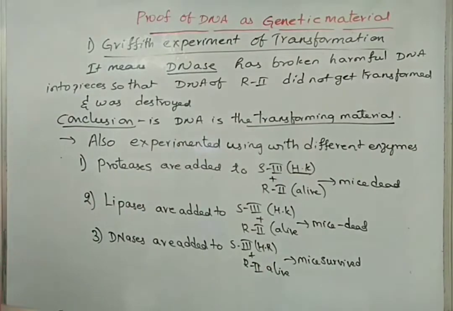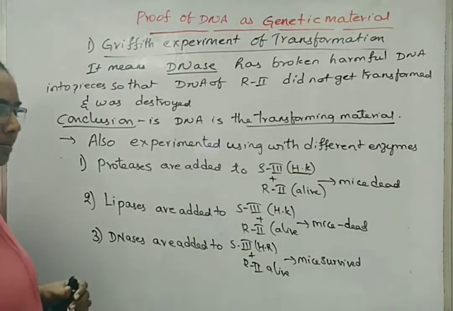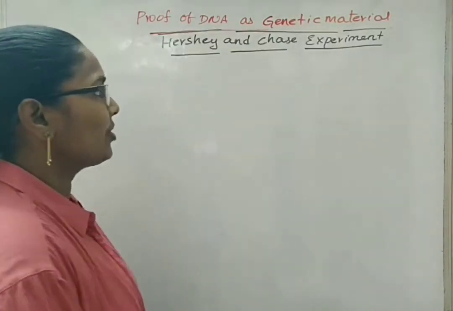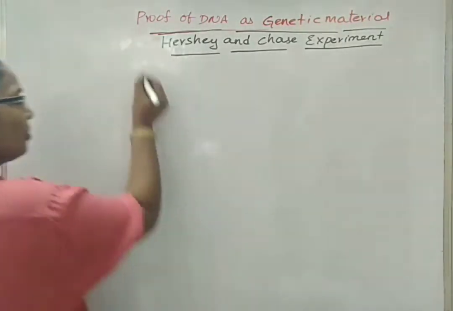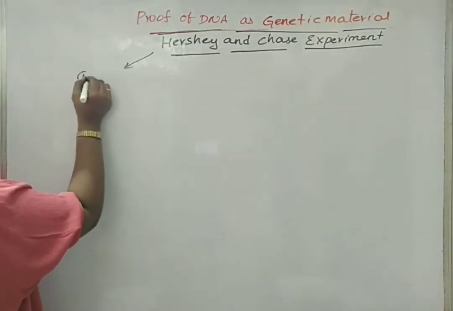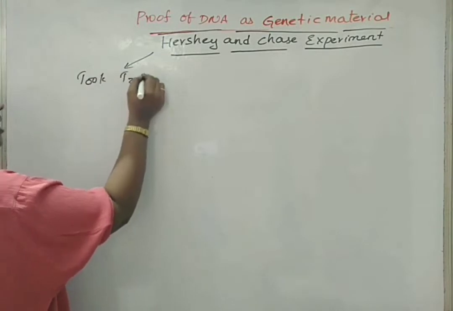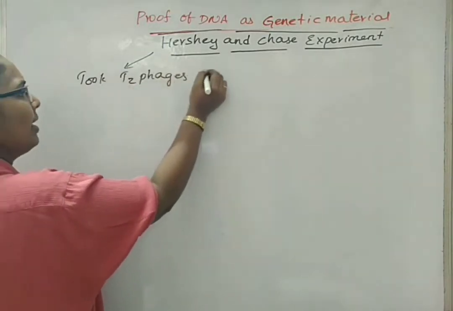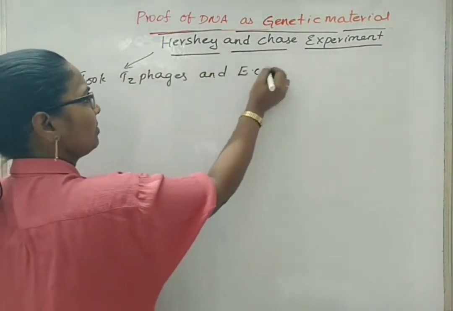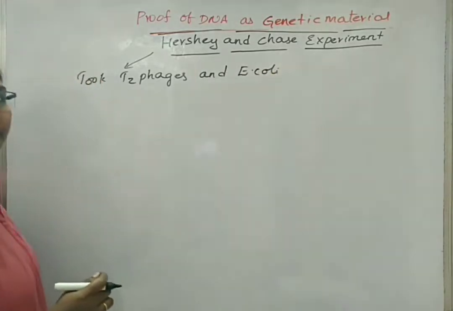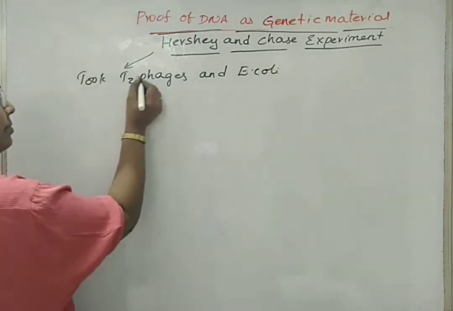And responsible for death of the mice. Now we will see about the Hershey and Chase experiment. So these people have taken T2 phages and E. coli for their experiment. E. coli is an anaerobe gram-negative bacteria.